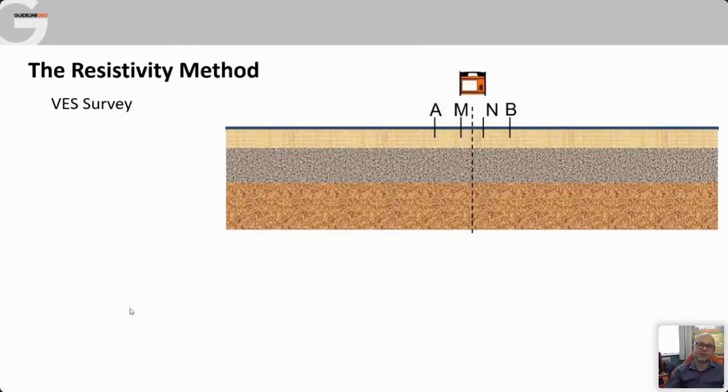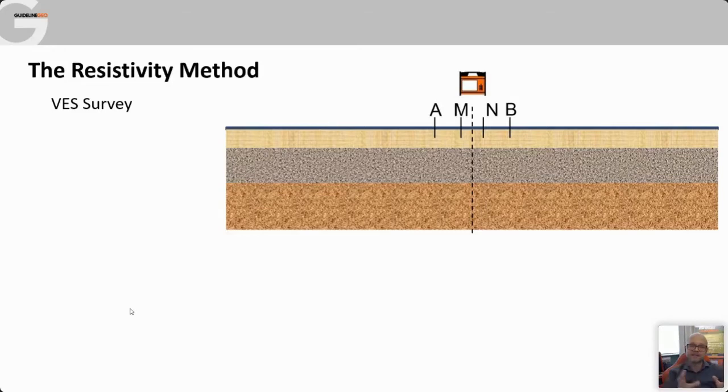And so now we'll just talk about resistivity. As I said, we're going to start with just a couple of really simple slides just to make sure we're all talking about the same things. So there are 2 main ways to do a resistivity survey. You can do a VES survey or an imaging ERT survey.